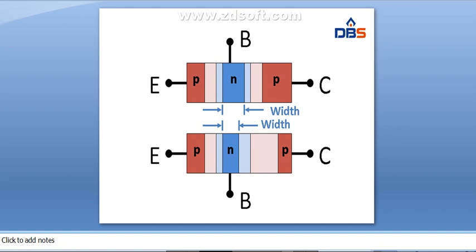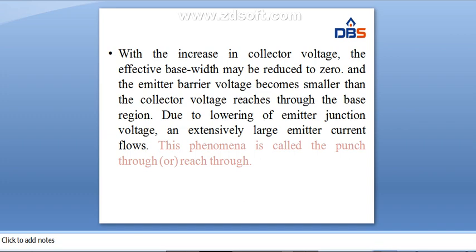See here. So the width of the base is going to decrease. With the increase in collector voltage, the effective base width may be reduced to 0 and the emitter barrier voltage becomes smaller than the collector voltage. It reaches through the base region. So due to this lowering of emitter junction voltage, an extensively large emitter current flows. This phenomenon is called punch through or reach through.